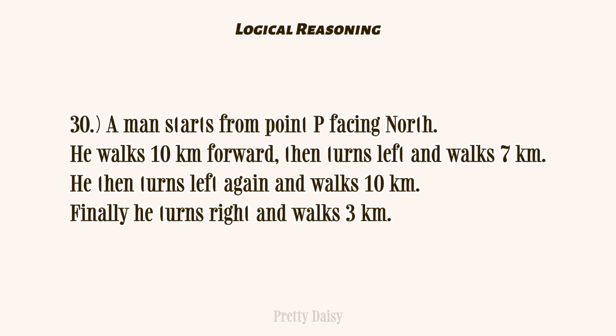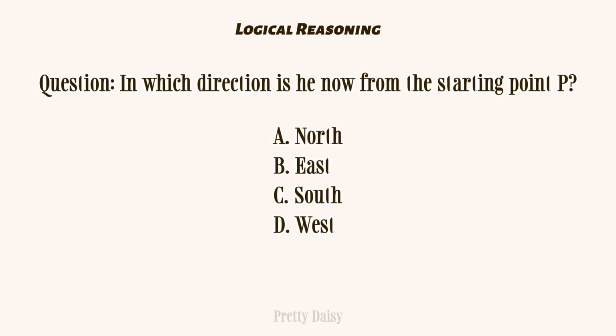30. A man starts from point P facing north. He walks 10 kilometers forward, then turns left and walks 7 kilometers. He then turns left again and walks 10 kilometers. Finally, he turns right and walks 3 kilometers. Question: in which direction is he now from the starting point P? A. North. B. East. C. South. D. West.